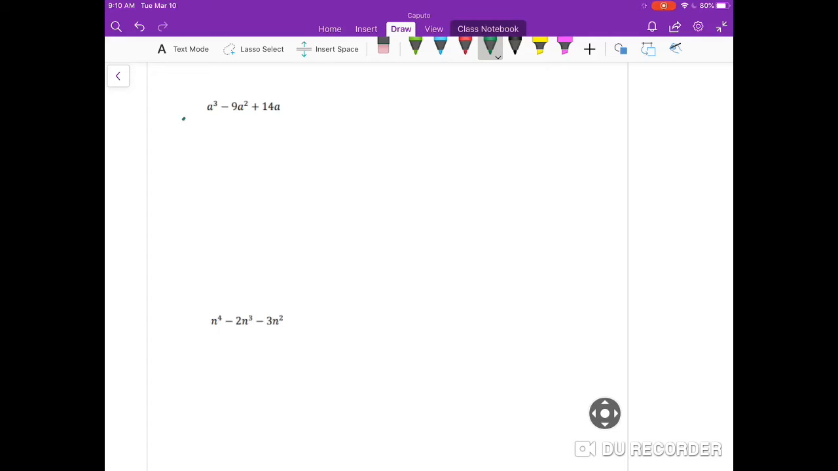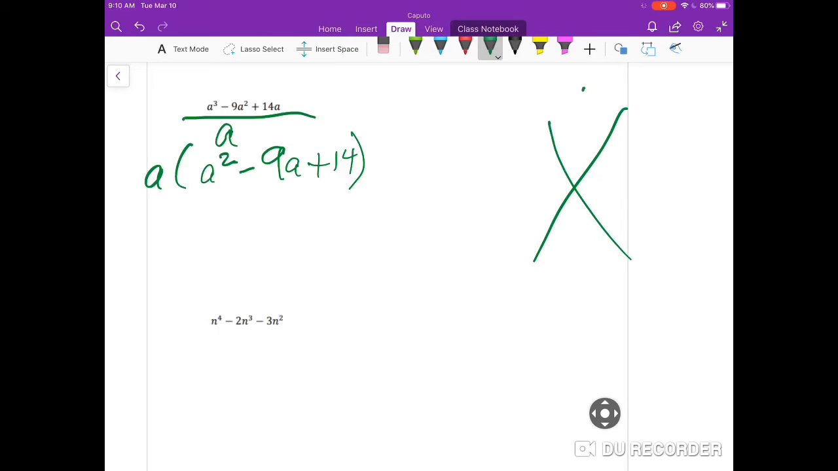First thing, GCF. What do they all have in common? A. What's left? A squared minus 9a plus 14. That's a trinomial. X time, what multiplies to 1 times 14 is 14, and adds to be negative 9. Well, 14 plus 1, that's not going to work. That's 15. 7 and 2. I think I have it, but I don't want positive 7 and positive 2. I want negative 7 and negative 2.